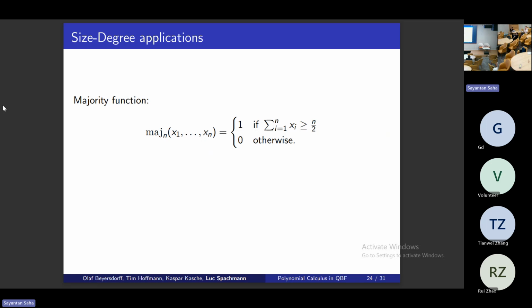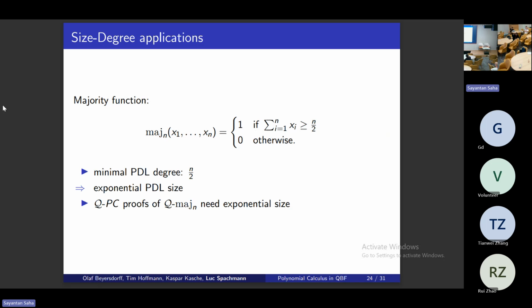So we have this size degree relation, and we can use it. What kinds of formulas can we use it on? An example are the majority formulas. Those just ask, if we have a set of n existential variables, are more than half of those set? And we could show that in any field, the minimal PDL degree of this formula is at least n over 2. And as such, it requires large size, and QPC proofs of QMajority n also require large size.